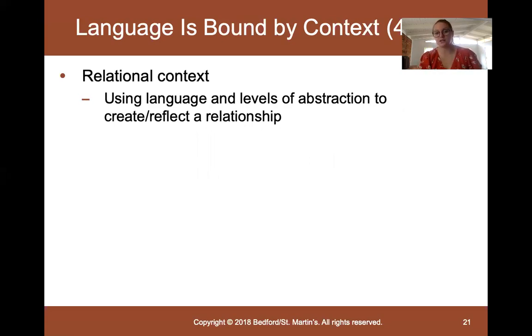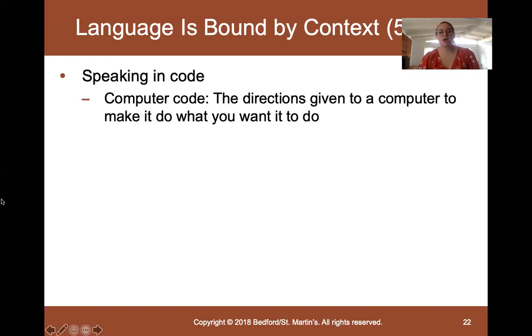So there's relational context. There's speaking code, so computer code. The directions given to a computer make it do what you want it to do, right? When we're speaking with other people and use the codes that they understand, we can give better directions. If you give effective coding to a person, we can effectively communicate our feelings, our experiences, or even directions for any particular context where we need to communicate directions.